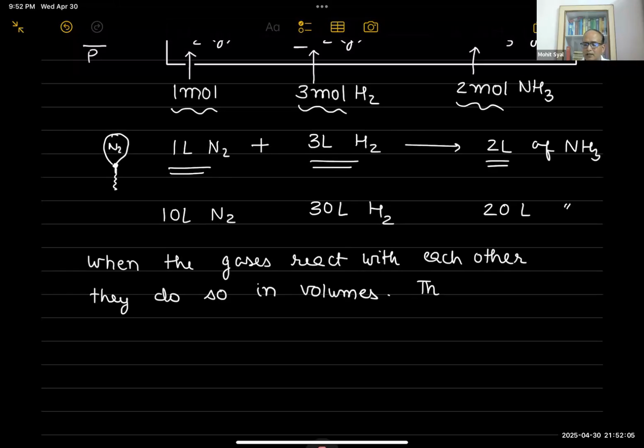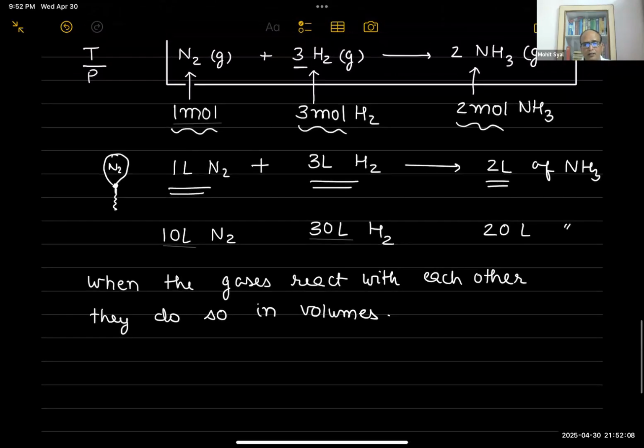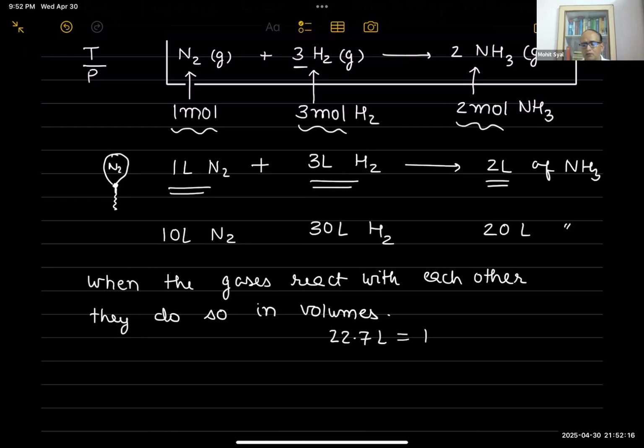So 1 volume is also equal to 1 mole, right? No, not one mole. That is one volume. But that 22.7 liters is equal to one mole, at STP.